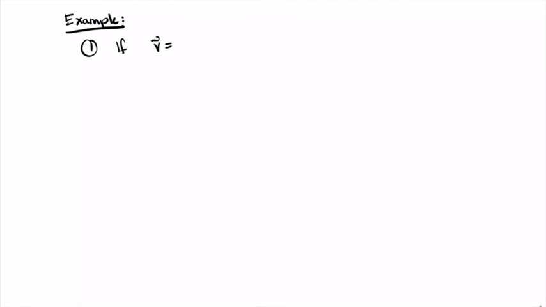If v is 1, 1, 2, what is 3.2v? Well, we'd really just multiply every entry by 3.2, so that would give us 3.2, 3.2, 6.4.